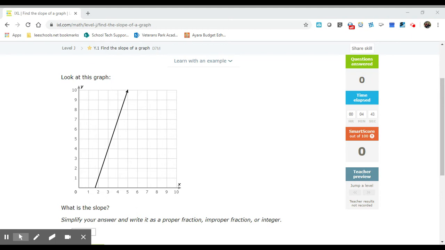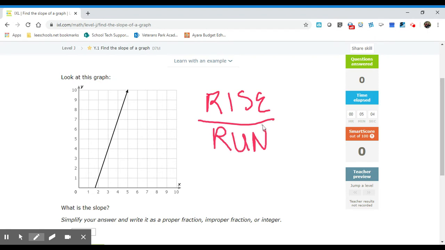It says, look at this graph. Okay, so we have this graph, and the question says, what is the slope? The first thing that we need to remember about slope is that slope is considered rise over run. Always want to remember that. Rise over run. So remember, how much are you rising, going up, and how much are you running? Either going to the right, which is positive, or going to the left, which is negative, okay?